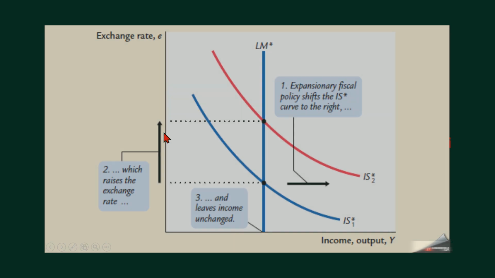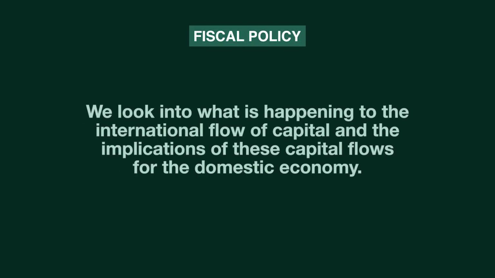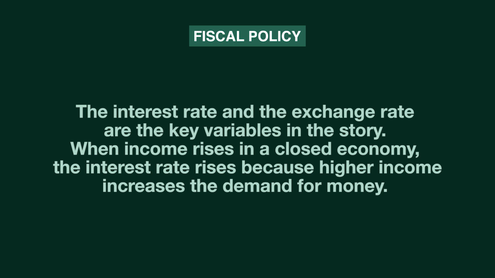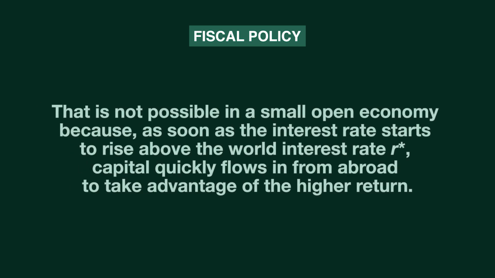Now, why is this happening? We have to understand the impact of the international flow of capital and how it impacts the capital flow in the domestic economy. Remember, the interest rate and exchange rate are the two important variables in this particular story. As income rises initially, in the closed economy, the interest rate used to rise and change the money demand. Now this is not possible in an open economy. As soon as there is an upward pressure on r, there is a flow of capital from abroad trying to push r back downwards to the equilibrium international rate r*.